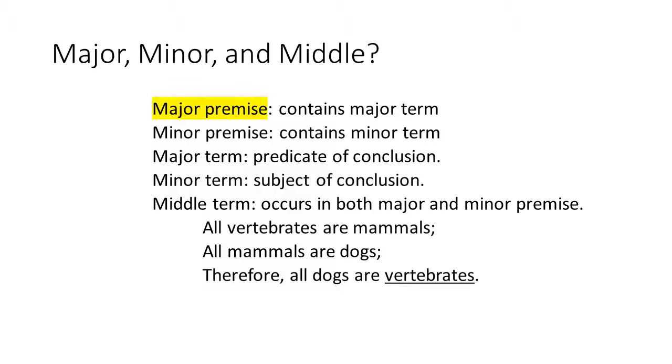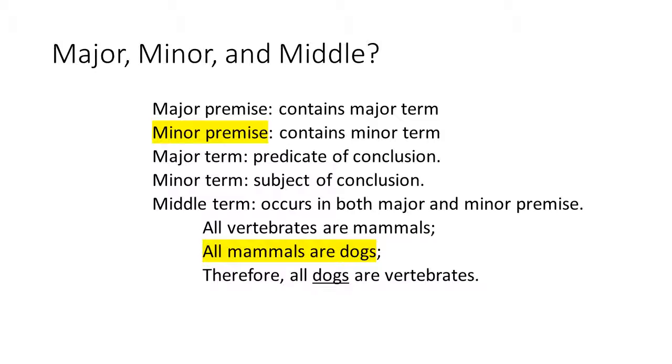Right, there's our major term. Which of the premises contains that term? Well, the first one. So the first one is our major premise. What about the minor premise? Well, this contains the minor term. And what's the minor term? It's the subject of the conclusion. So in this argument, what term is the minor term? Dogs, right? It's the subject of the conclusion. And here's the minor premise highlighted in yellow. All mammals are dogs.